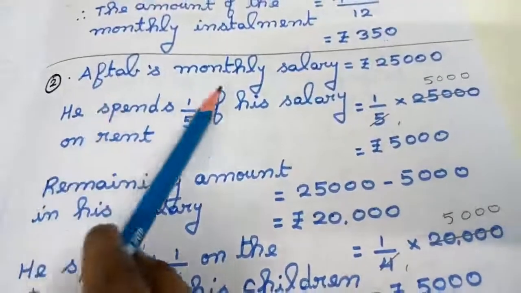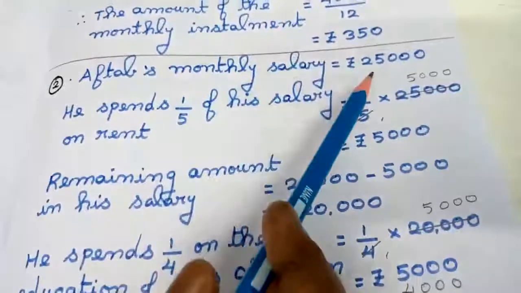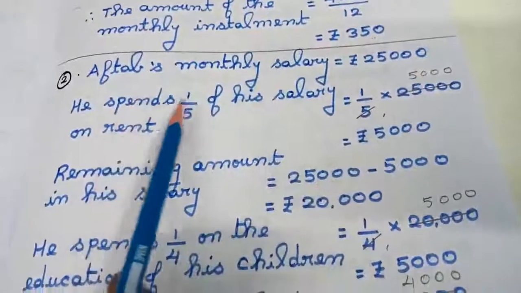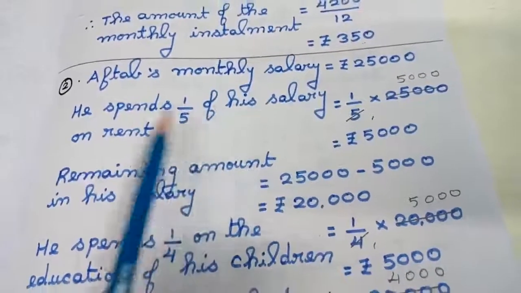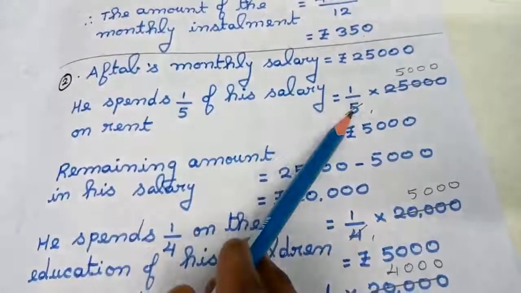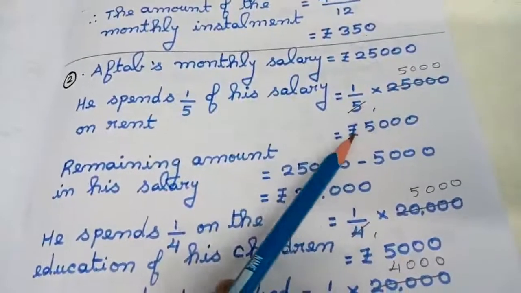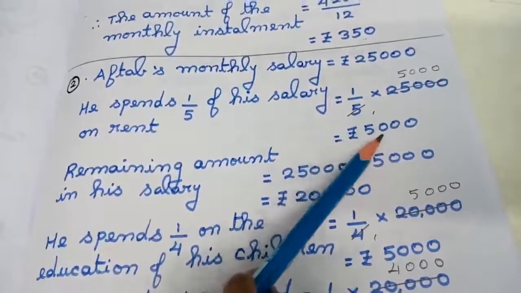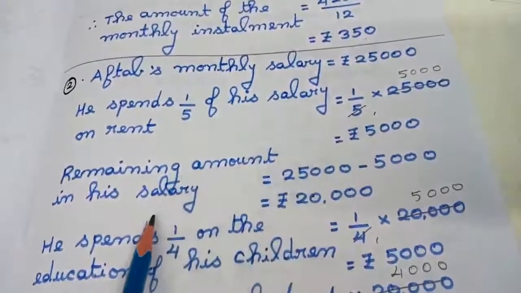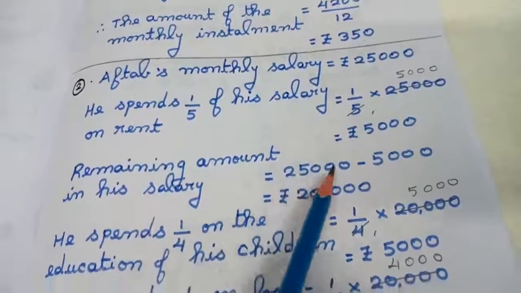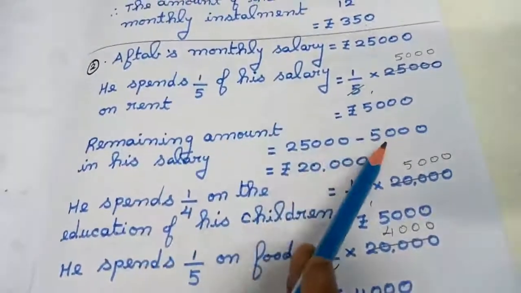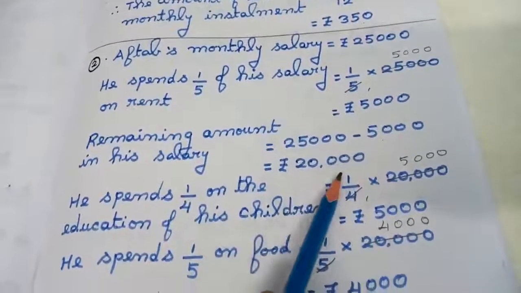So Aftab's monthly salary is rupees 25,000. He spends 1 by 5 of his salary on rent. So 1 by 5 into 25,000, you are getting the amount as rupees 5,000. What is the amount remaining in his salary? 25,000, I am just subtracting 5,000. The remaining is going to be 20,000.